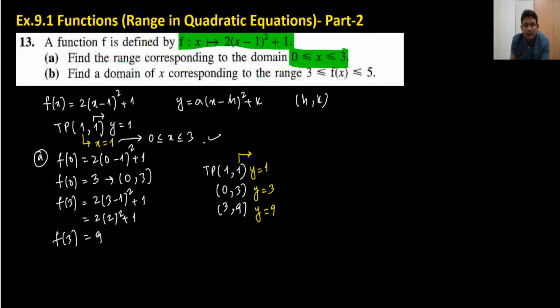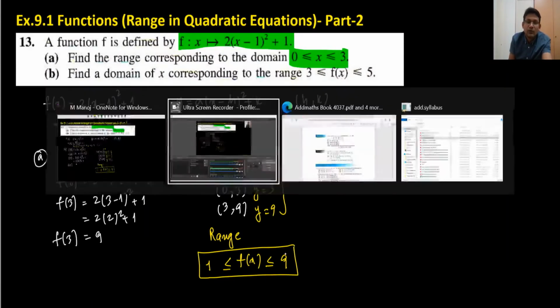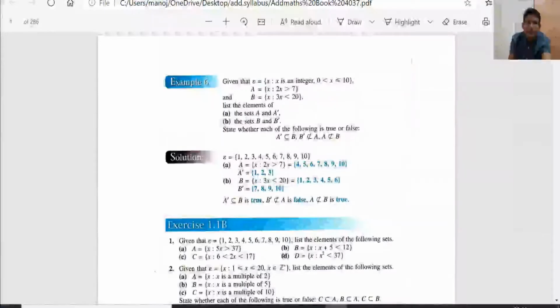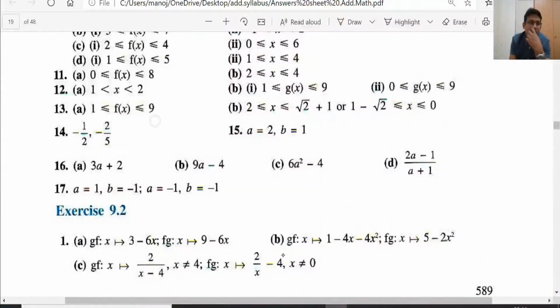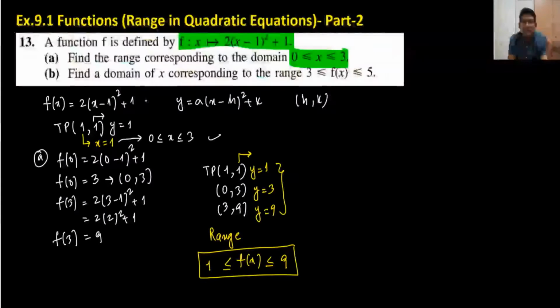Now to find the range of this question, you have to just write one thing: f of x, greater than or equal to, less than or equal to. Here I will write the minimum value from these three: 1, 3 and 9. So the minimum value is 1 and the maximum value is 9, and this is called the range of this question. If you want to know the answer, I think the answer in exercise 9.1 question number 13 is 1 to 9. It's absolutely right.